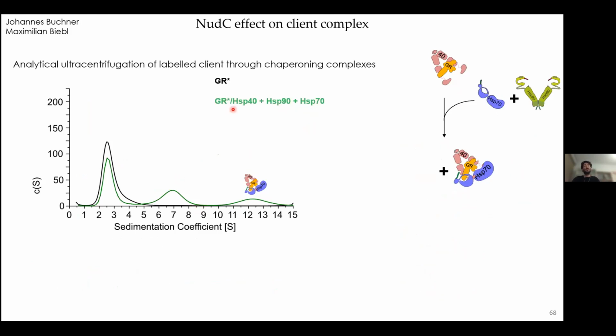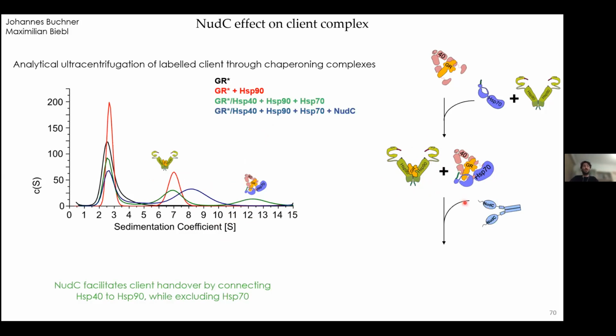So this green curve here shows the different complexes that are formed when GR is labeled and Hsp40, Hsp70, and Hsp90 are added. What we can see is that we obtain two different complexes of two different sizes. One corresponds to our ternary complex between the client, Hsp40, and Hsp70. And this earlier peak that we observe here is the complex that is formed directly between the client and Hsp90. But as I presented earlier, there is no direct contact between those two systems, so the client cannot form a large complex with them together. It's either bound to Hsp90 or bound to the Hsp70 complex.